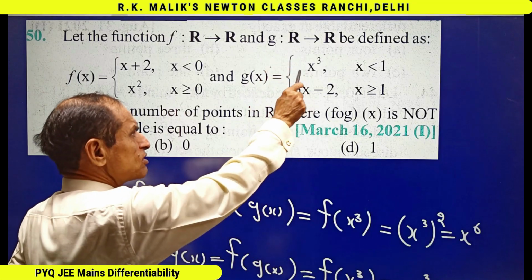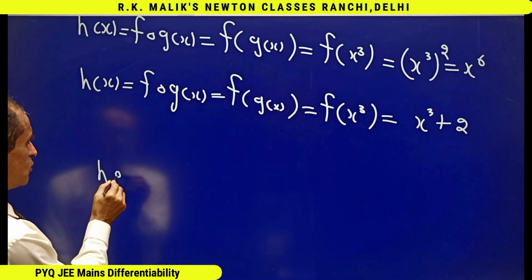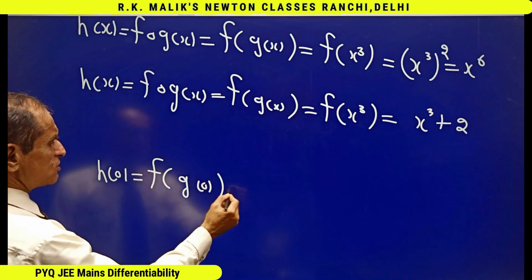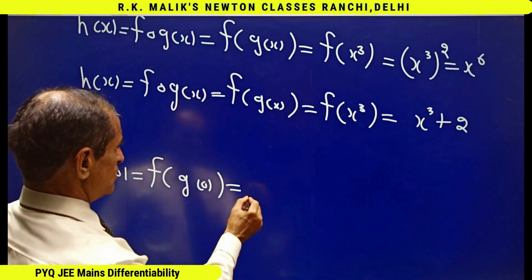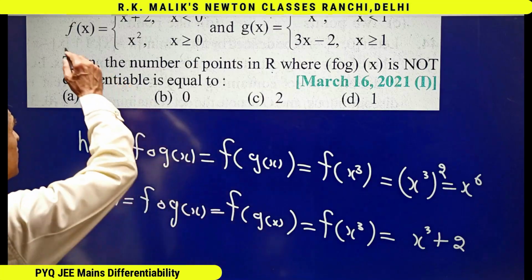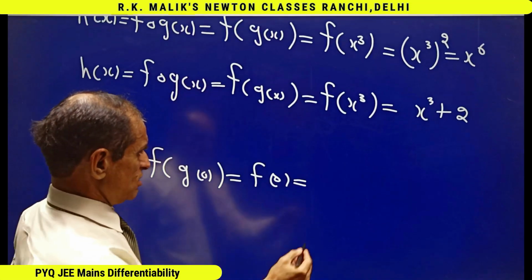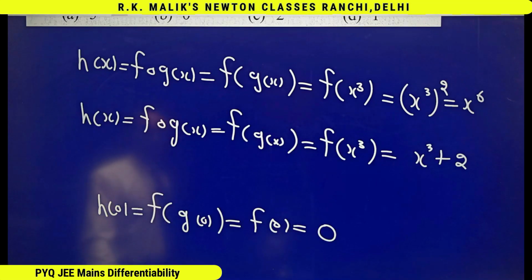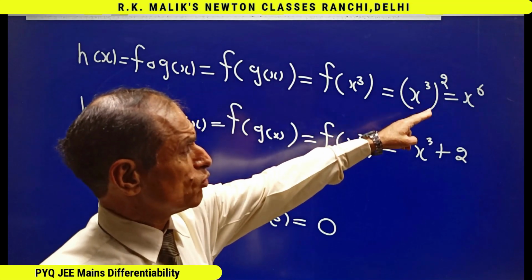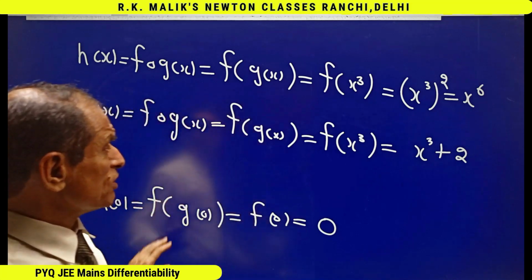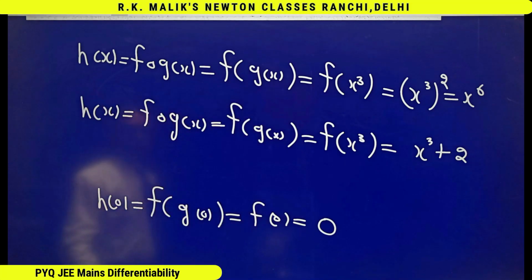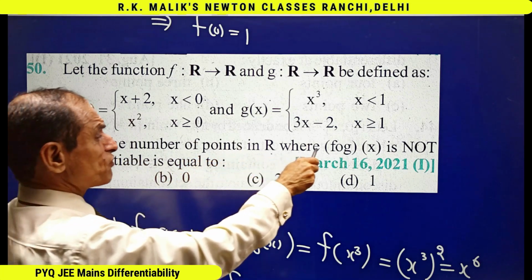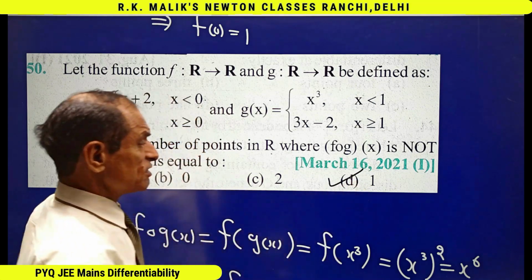And for x equal to 0, the value of g(x) is 0, and the value of h(0) is equal to f of g(0). Clearly g(0) is 0, that is I get f(0), and f(0) is 0 from here. Hence I can easily say that the function is discontinuous at x equal to 0, because the value of the function and right hand limit will be 0, but the left hand limit at x equal to 0 will be 2. Hence h(x) is discontinuous at x equal to 0. Therefore h(x) is non-differentiable at x equal to 0. That is, f∘g(x) is non-differentiable at x equal to 0. Hence the number of points in R where f∘g(x) is not differentiable is 1. That is, D becomes the correct choice.